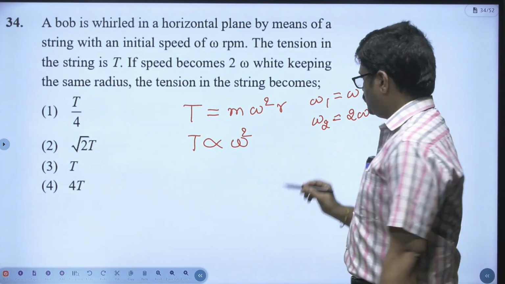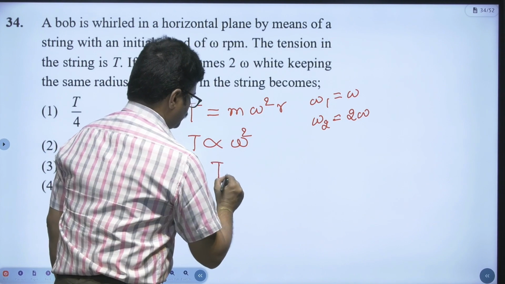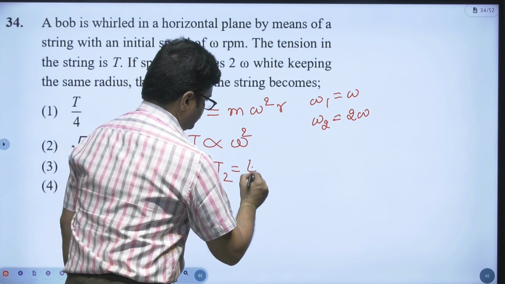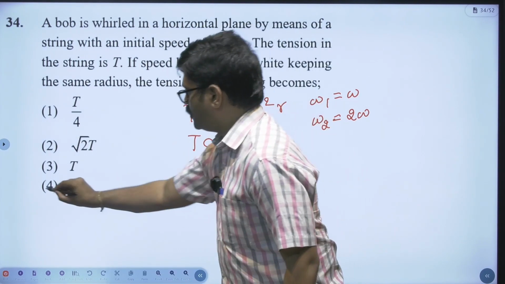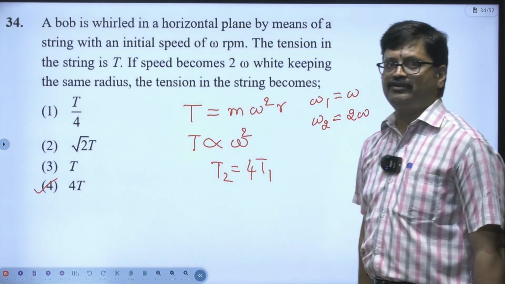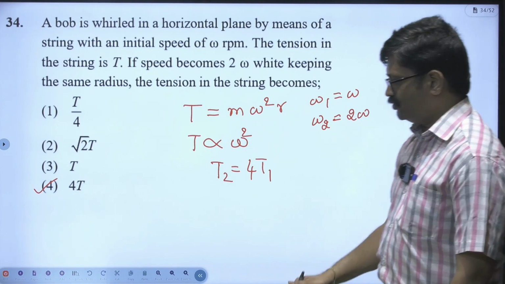Because of this reason I can say that T2 will be 4 times of T1. So option 4 is our right choice. I hope you have followed this. Now let me move on to the next question.